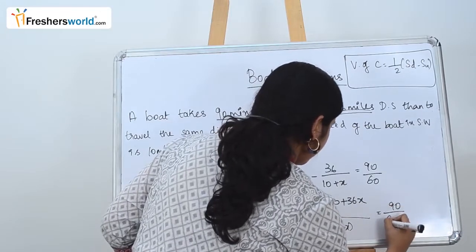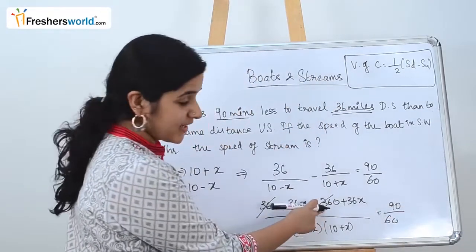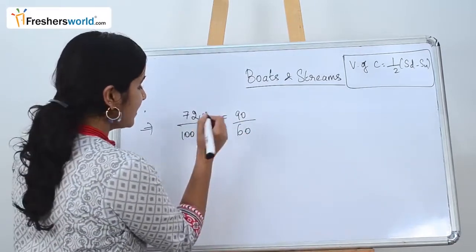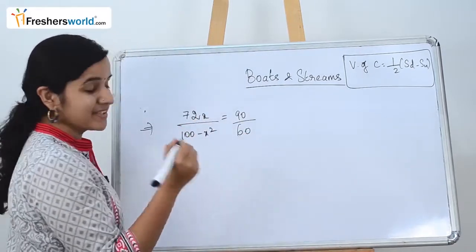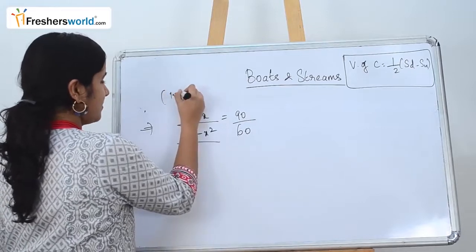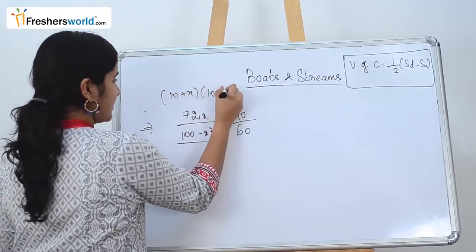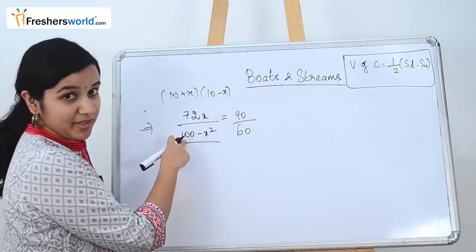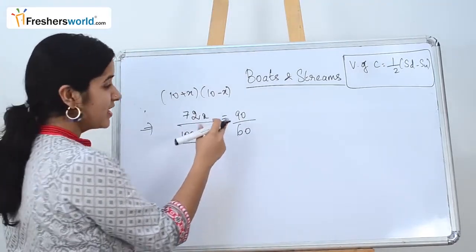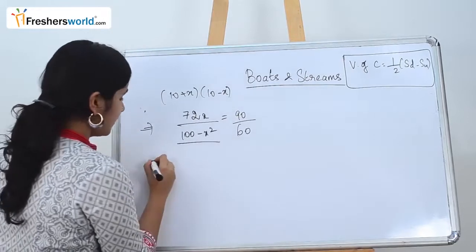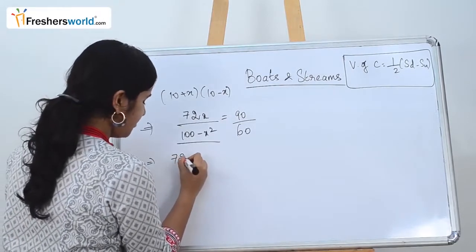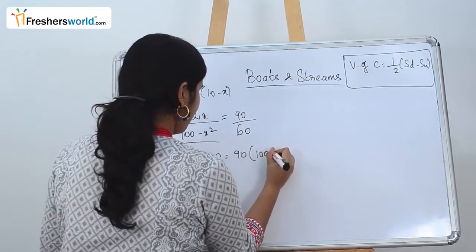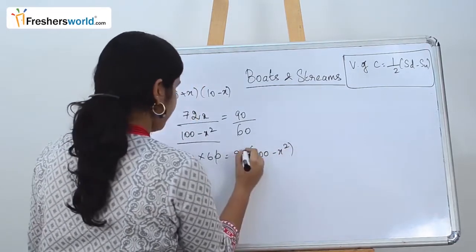So 360 and 360 get cancelled and the remaining is 72x. So 72x divided by 100 minus x square. This is 10 plus x into 10 minus x, which is a square minus b square, which is 10 square, 100 minus x square, equal to 90 by 60. Let's cross multiply it: 72x into 60 is equal to 90 into 100 minus x square.